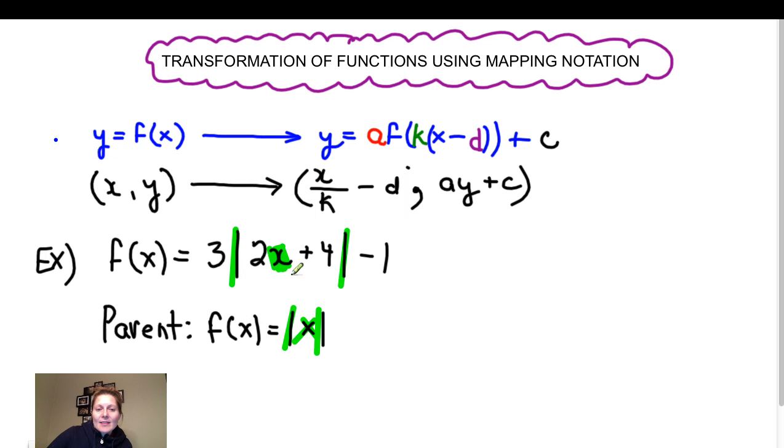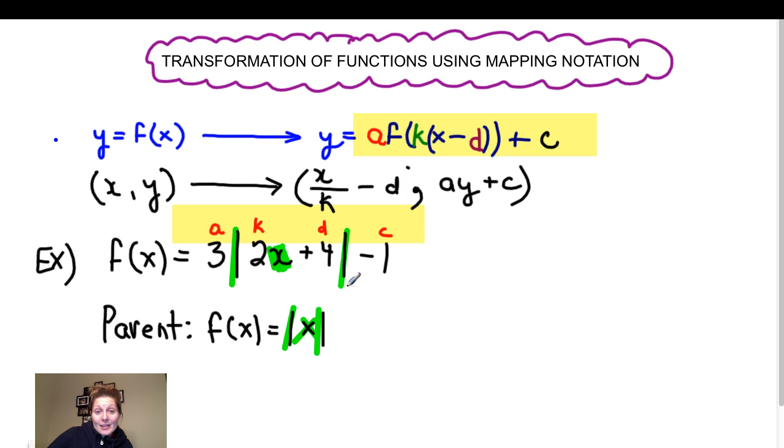There. Anything that's not highlighted in green right now, those are different transformations that are going to occur. And so we have to identify what transformations those are. So you can see that here I've got an A value. Here I've got a K value. Here I've got a D value, and here I've got a C value.